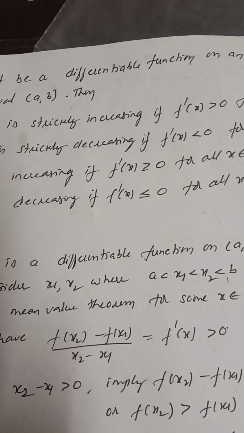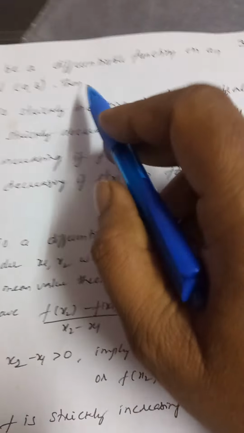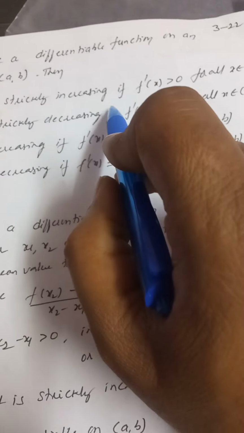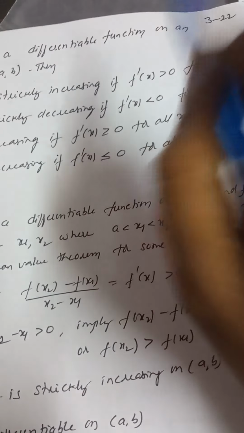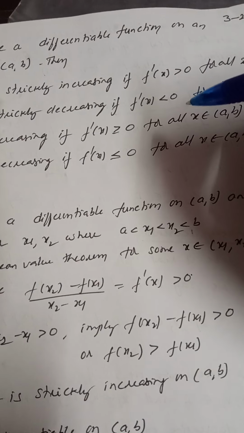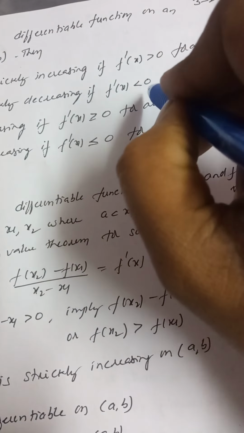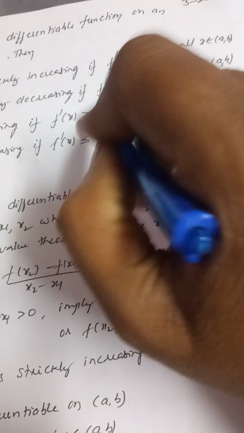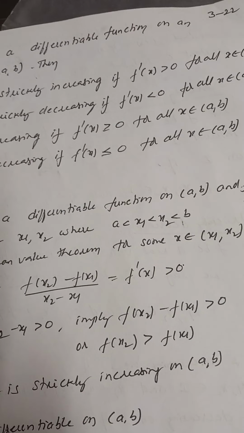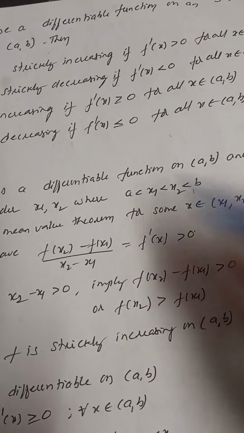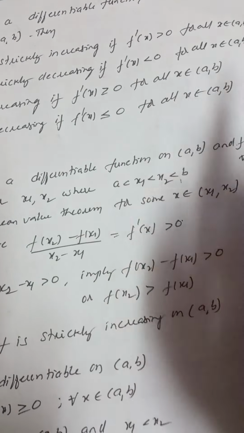Let f be a differentiable function on an interval (a, b). Then f is strictly increasing if f dash of x is greater than 0. f is strictly decreasing if f dash of x is less than 0. f is increasing if f dash of x is greater than or equal to 0. f is decreasing if f dash of x is less than or equal to 0. See, very simple statements, one-line answers only.